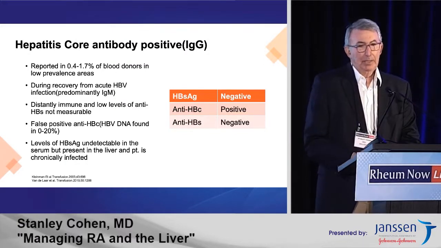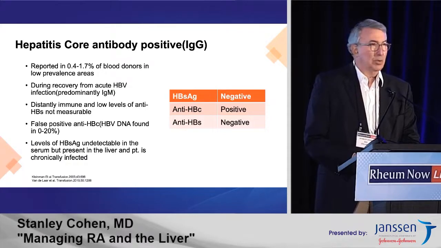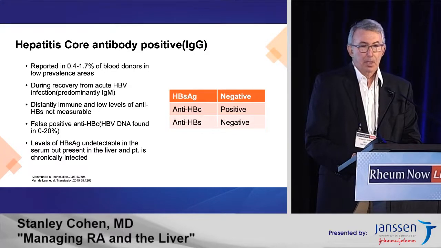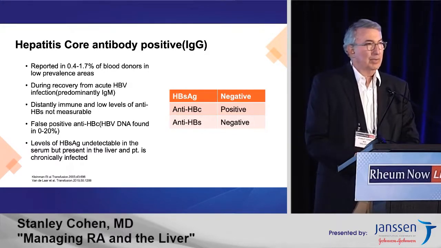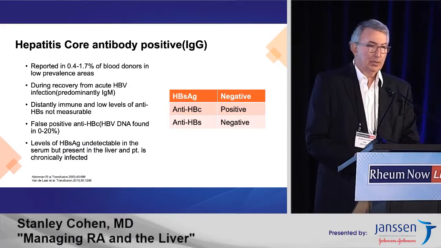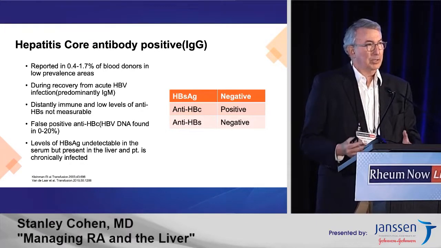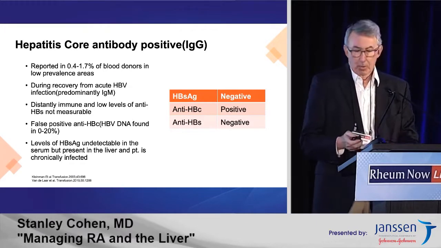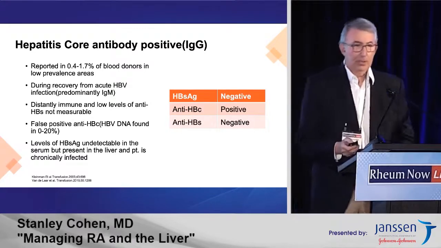It's less likely. And again, even in those patients with core antibodies who were felt to be false positive, hepatitis B viral DNA can be found in up to 20% of patients. It's also possible that the levels of hepatitis B surface antigen are undetectable in the serum but present in the liver, and the patient is chronically infected, which is why we have to worry about this population of patients as well.